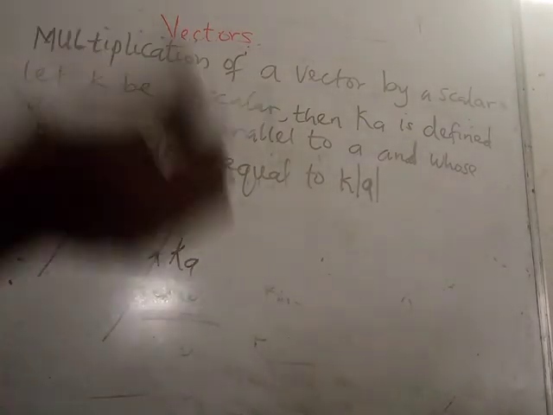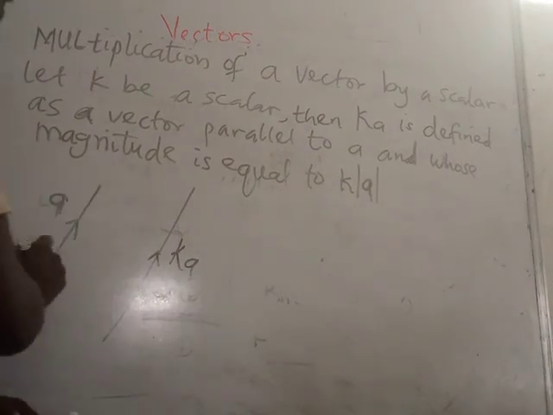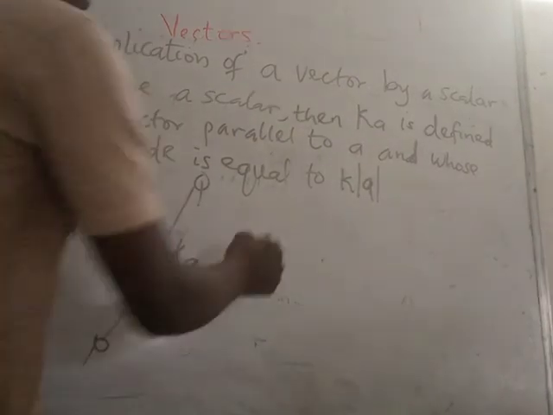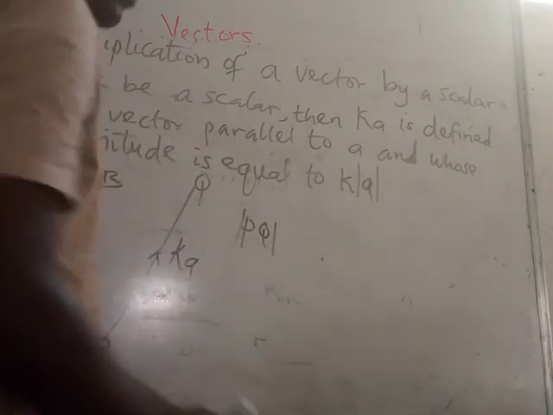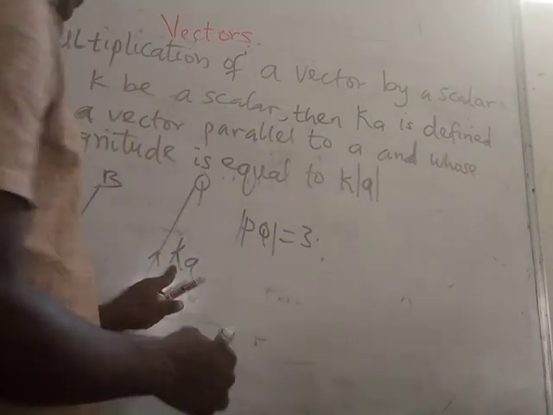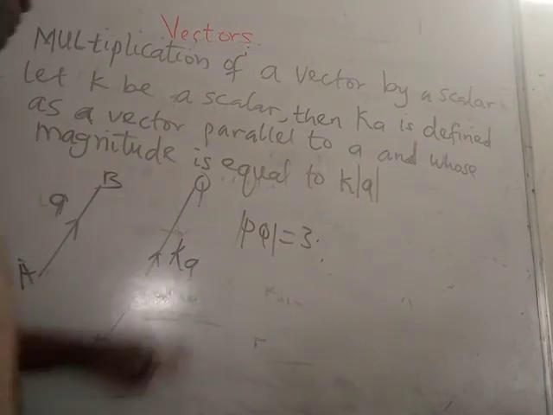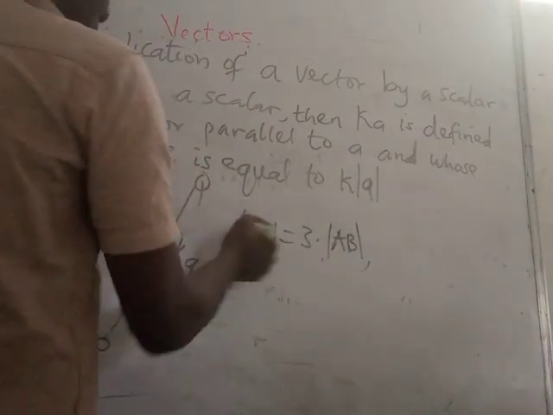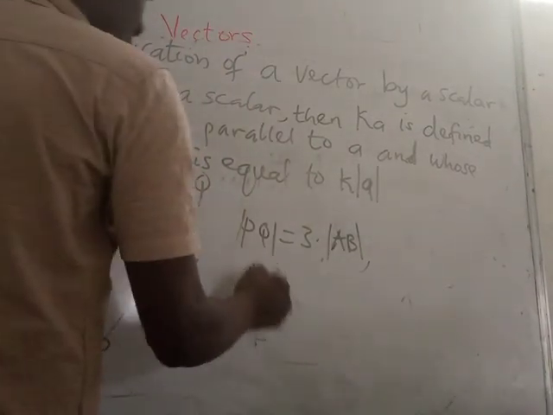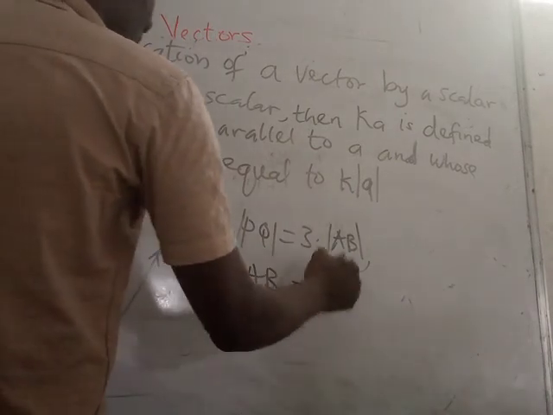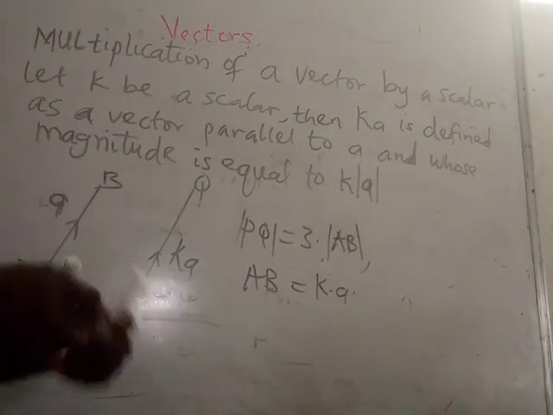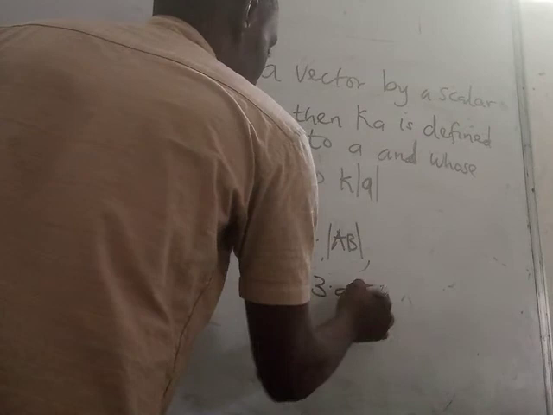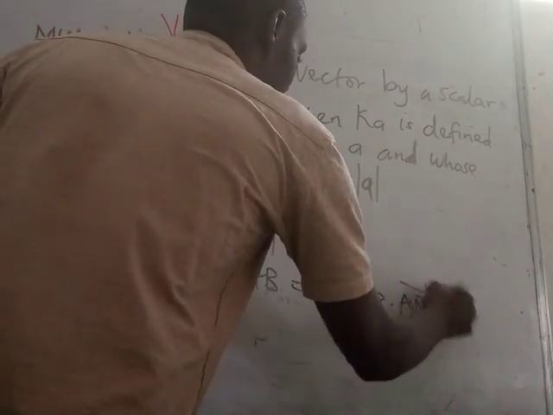Now let's say this is AB and this is PQ. If the magnitude of PQ is equal to 3 times the magnitude of AB, that is, the scalar K is 3, then vector PQ is equal to K times A, or rather 3 times vector AB.